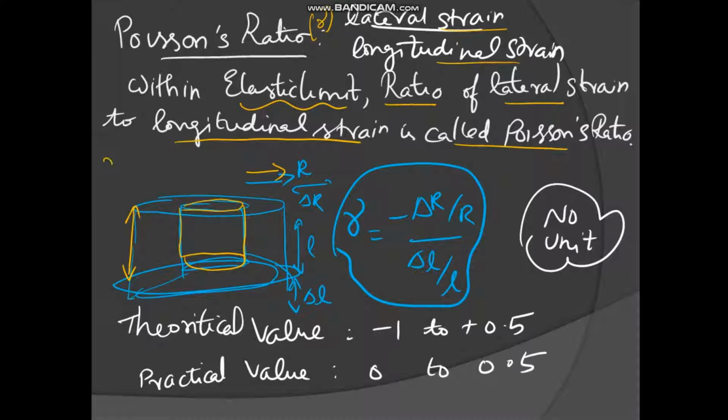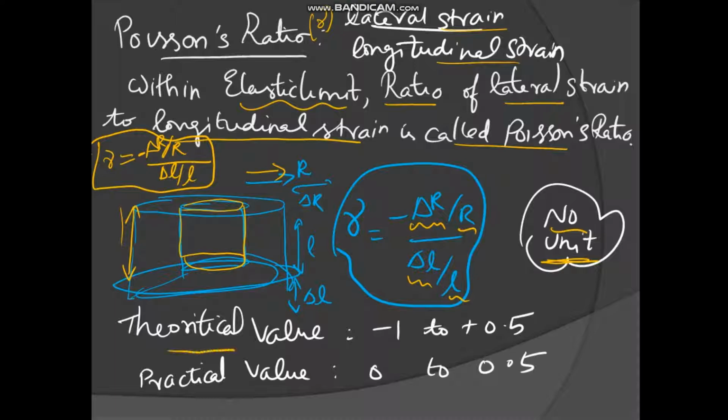So Poisson's ratio is lateral strain. Along the horizontal direction, lateral strain is radius, so delta R by R, divided by longitudinal strain. Longitudinal strain is nothing but length, so delta L by L. And here you want to add the negative sign. This negative sign is very important when you do the numericals. Okay, so Poisson's ratio is minus delta R by R, lateral strain, divided by longitudinal strain, which is delta L by L. It is a dimensionless quantity, or it has no unit.